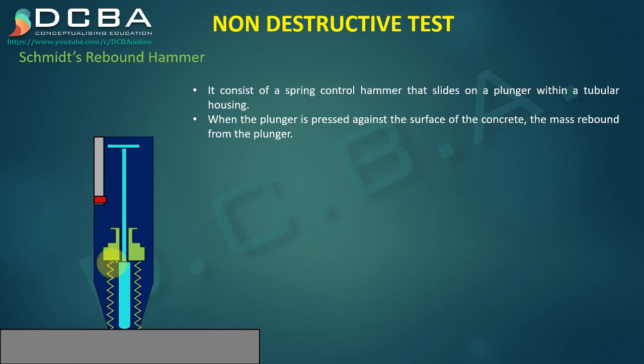The force from this mass will travel through the plunger into the body of concrete, and from the body of concrete it will give a rebound back. So whatever elasticity the concrete has, because of that the body of concrete will give a rebound or a reaction back to the plunger, and that reaction will travel through the plunger to the mass, and that mass will move ahead. That mass will again return back.